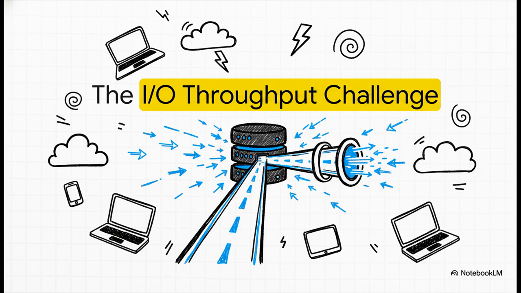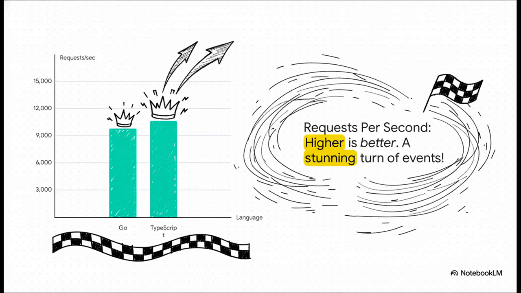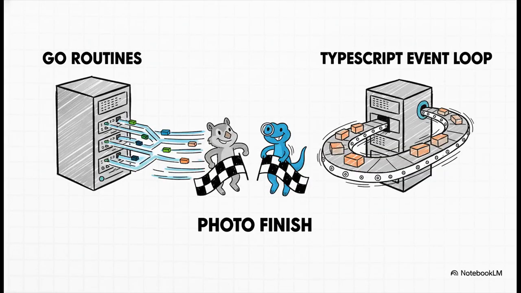Welcome to round 3, the I/O throughput challenge. Now this test is critical for modern web apps. It measures how many requests a server can handle every second. And look at this. In what is a pretty stunning turn of events, the results are incredibly close. This time higher is better, and wow! TypeScript running on Node.js actually edges out Go by the absolute slimmest of margins. This is a real nail-biter. We're calling this one a photo finish.